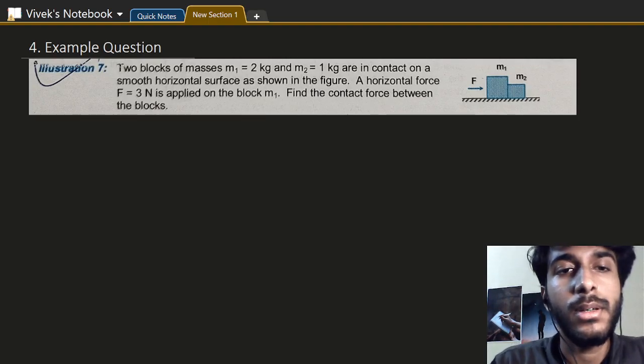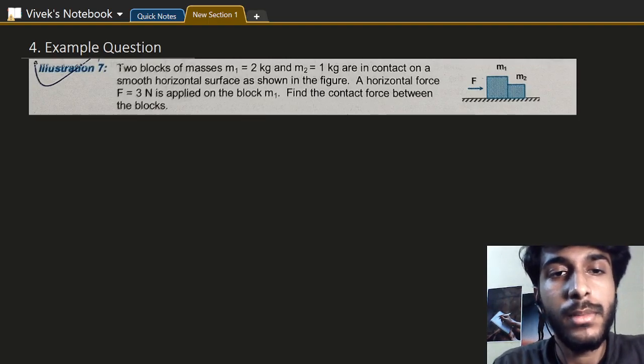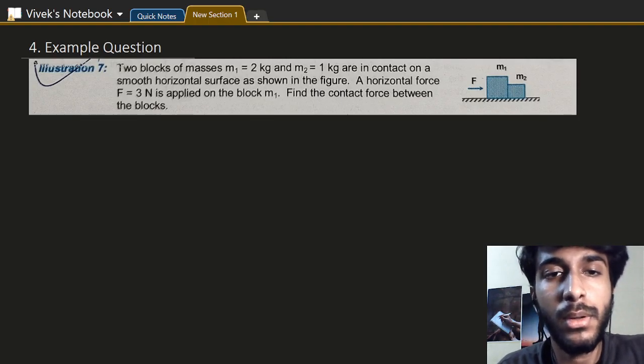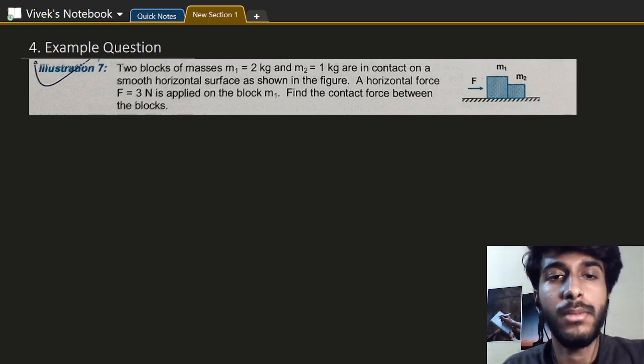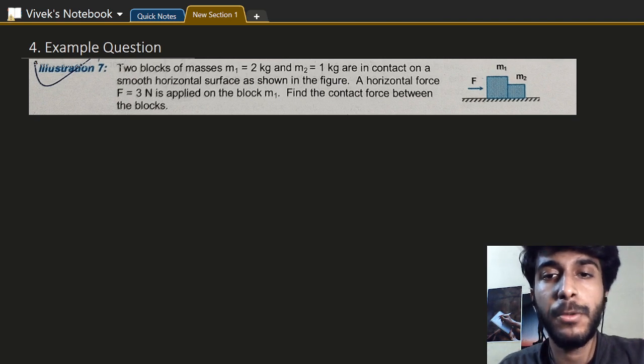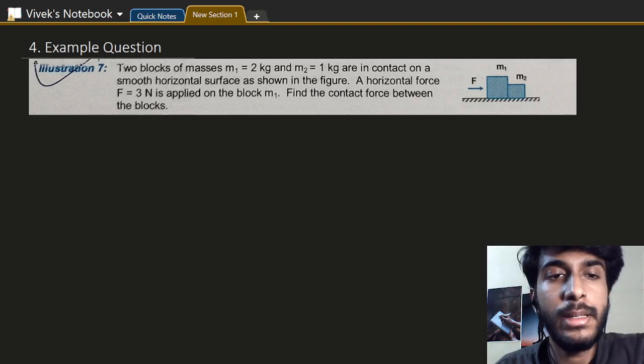So first we understand what this problem says. We have two blocks of mass, that is m1 and m2. Weights are given, and they are in contact with each other. The surfaces are smooth, so we don't have to take the friction force or something like that. The surfaces are all smooth. The horizontal force applied is 3 Newton on the m1, and we have to calculate the contact force.